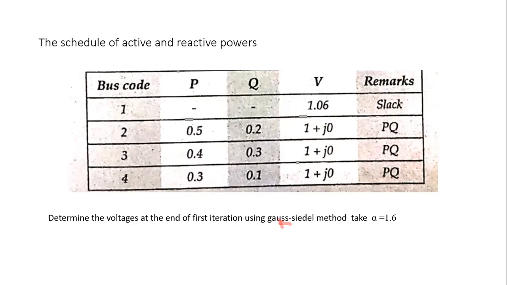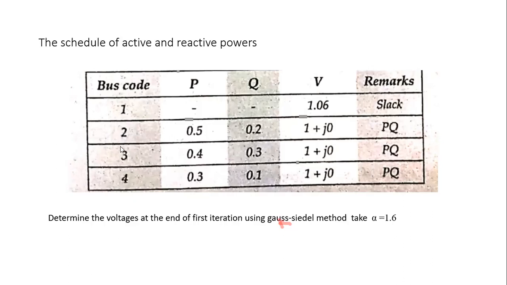Before solving the problem, first we form the Y-bus matrix. How do we form the Y-bus matrix? By observing the line data. How many buses are there? We have 4 buses, that is 1, 2, 3, 4.